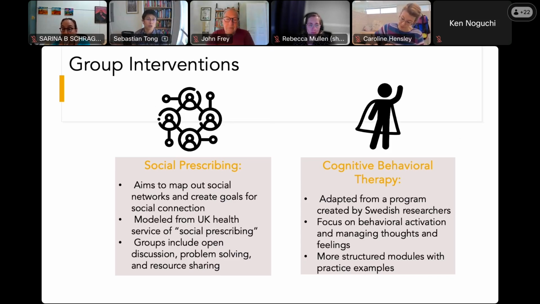And then we also took a look at something called social prescribing, which is a growing movement. It started in the UK as a model where healthcare providers, primary care providers, were able to refer to someone called a link worker, who then helped connect patients to community resources. But we did this in a group format.